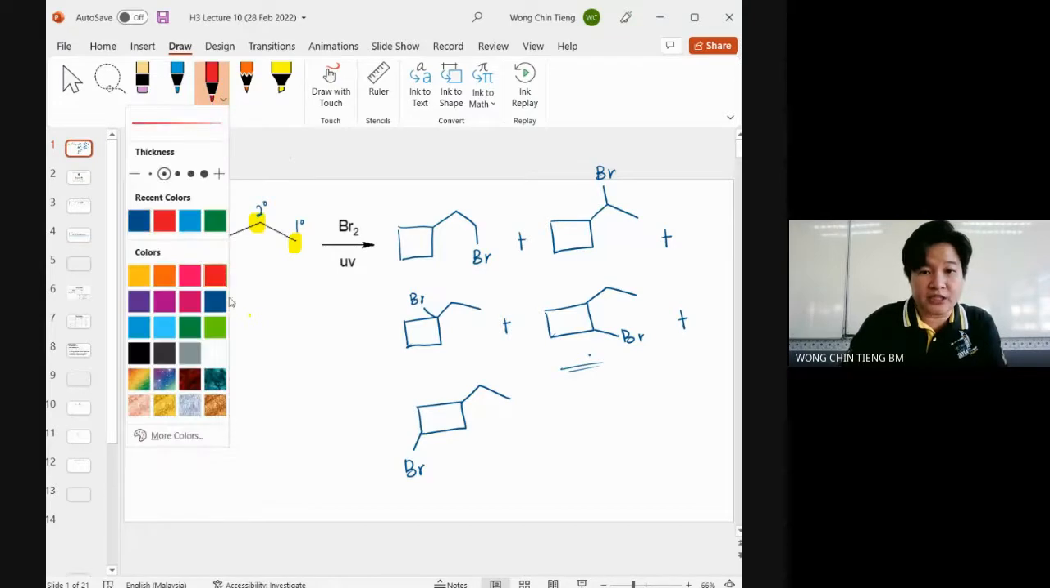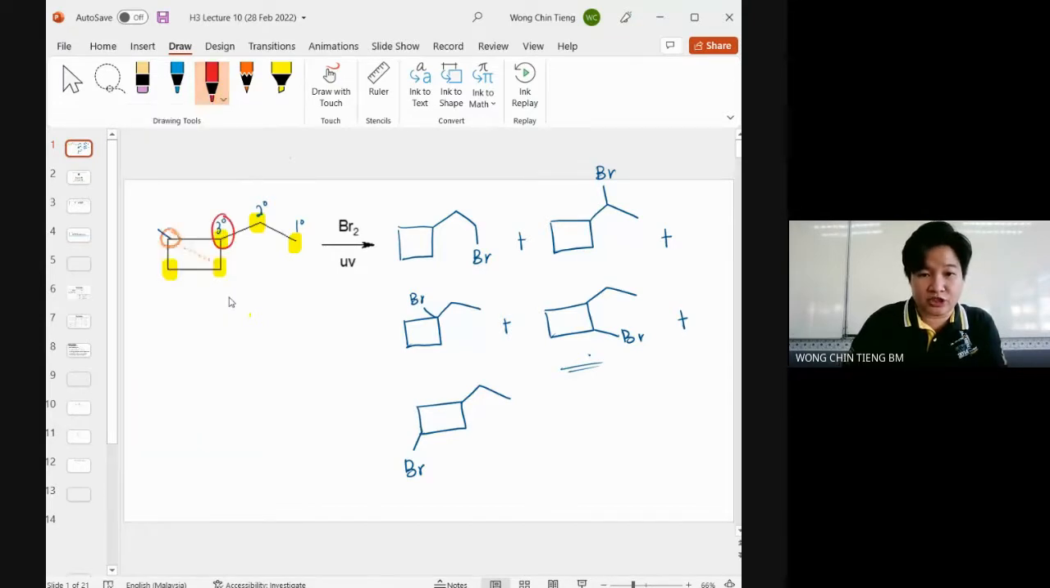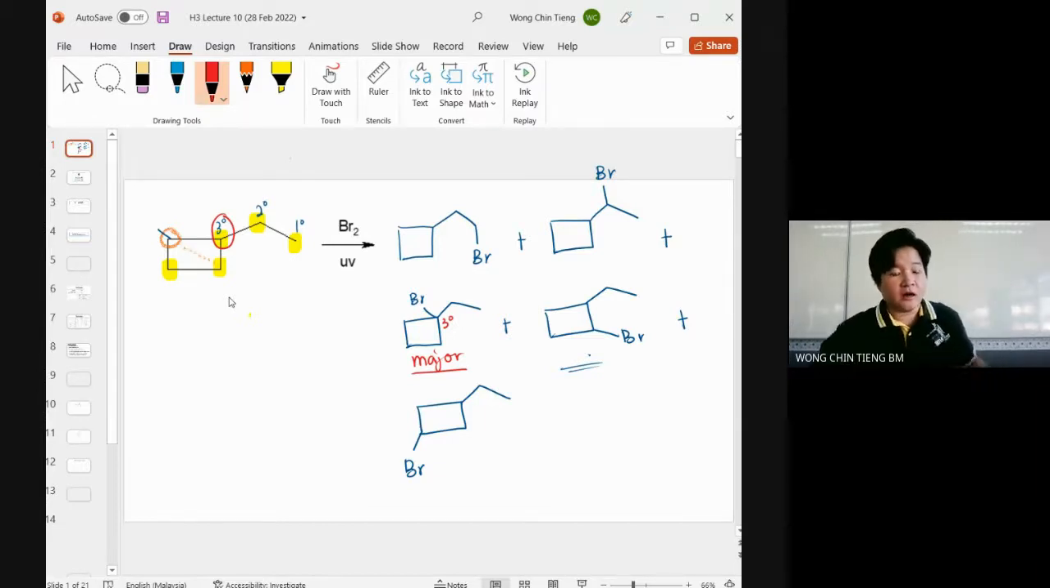And the major will be the one in the tertiary. So this one is your tertiary just now. That will be your major product. The rest are minor. This one will be the only major. All the others are minor. So that is the 5 products that you can have for your mono-bromination of your alkene.